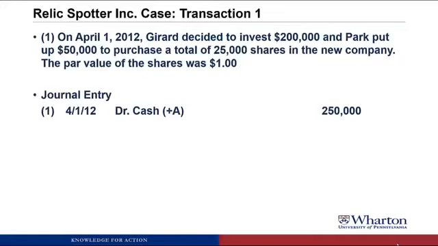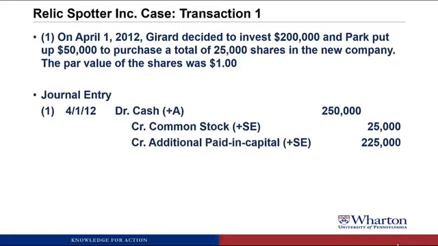So first we have common stock at par, which is going up by 25,000 shares times $1 or $25,000. We make stockholders' equity go up with a credit, so we credit common stock for $25,000. And then we credit additional paid-in capital for the rest, $225,000, which is the number we need so that our debits equal our credits.